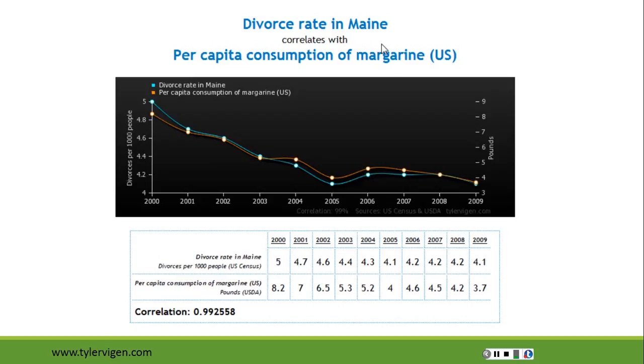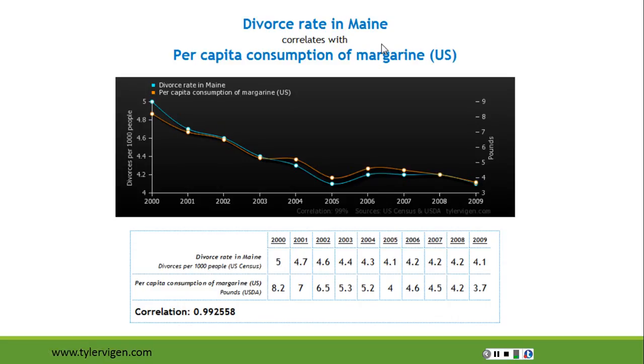Next, consider that the divorce rate in Maine correlates with the per capita consumption of margarine. So Americans consumed anywhere from 8.2 to 3.7 pounds of margarine per year from the year 2000 to 2009, which was a decline. And during that time, the divorce rate in Maine dropped from 5 divorces per 1,000 people to 4.1 per 1,000 people. And this was a very close correlation of 0.99.